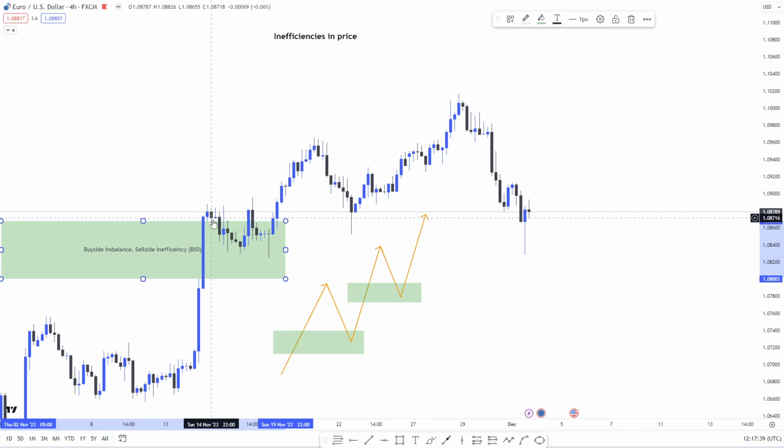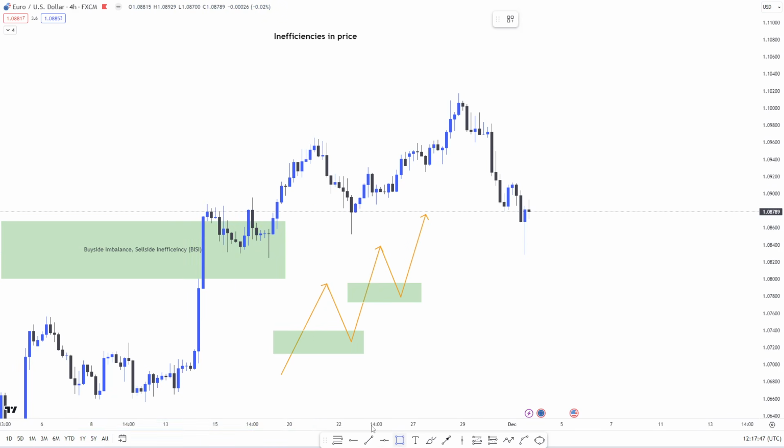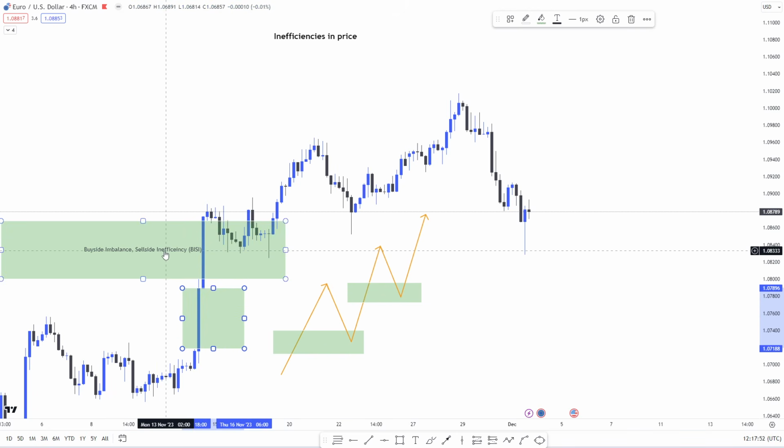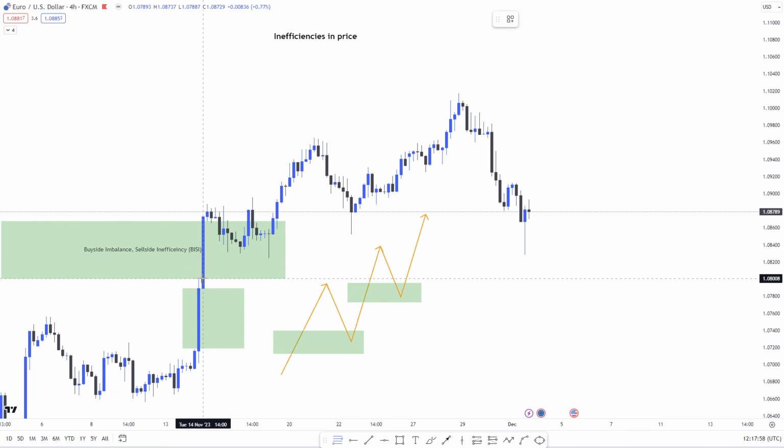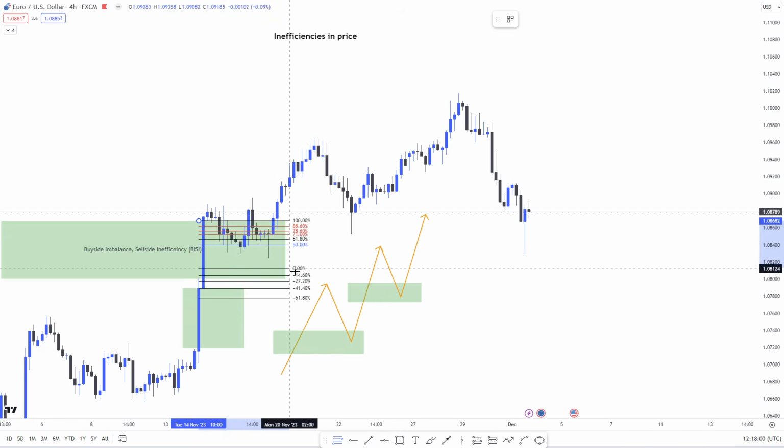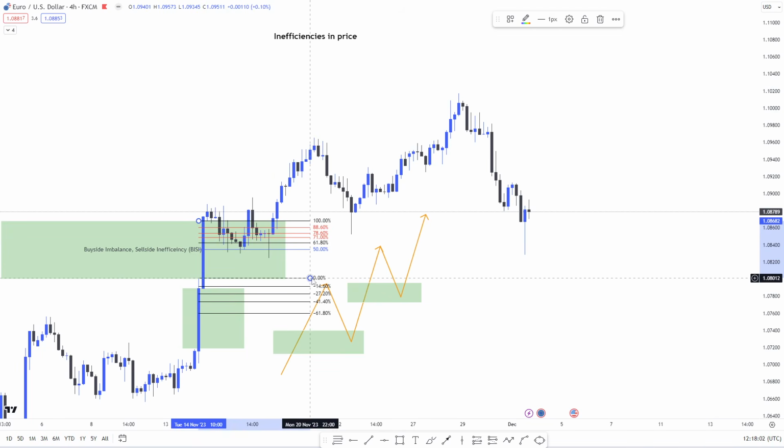So you can see here, what are the sellers doing? They're coming back into this area of inefficient price action and they're expanding to the upside. Now we've actually left a huge area of buy side imbalance, sell side inefficiency here. But price only felt the need to come into this area here, and actually it didn't even fill this whole area in. It just about came below 50% of that area and then pushed to the upside.